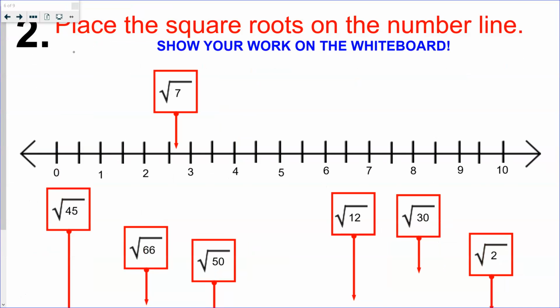Okay, so if this was your assignment, I would have you do the work down here underneath. But because I don't have the space, I'll just do it up beside here. Okay, so like I said, it's between 2 and 3, right? The square root of 7, because 2 times 2 is 4, 3 times 3 is 9.